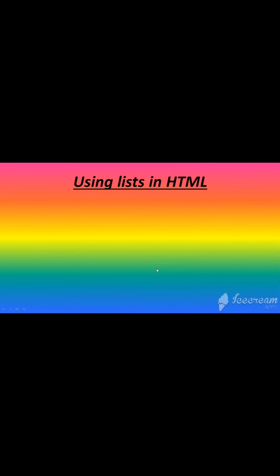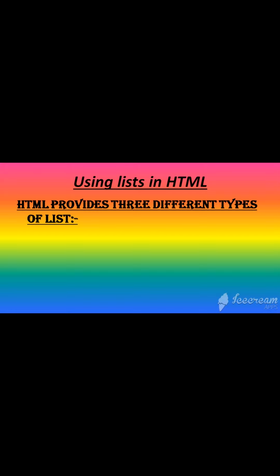So now let us discuss the list in HTML. HTML provides three different types of lists. First is unordered list, next ordered list, and description list. Step by step we will learn all the types of list and how it has been created in the web pages.